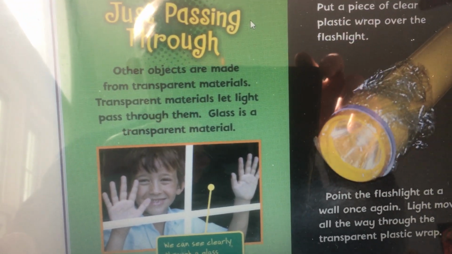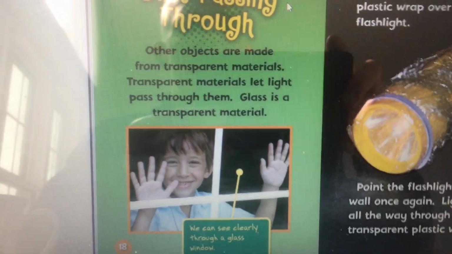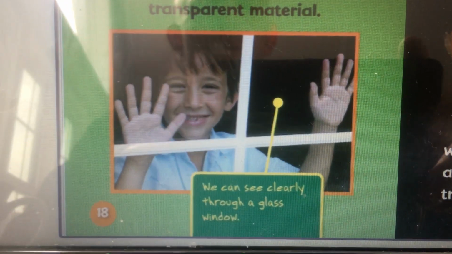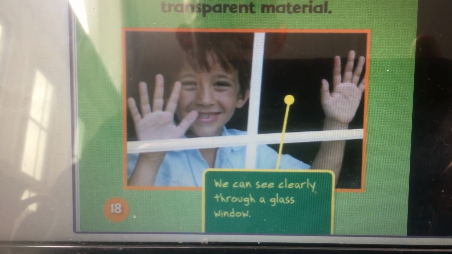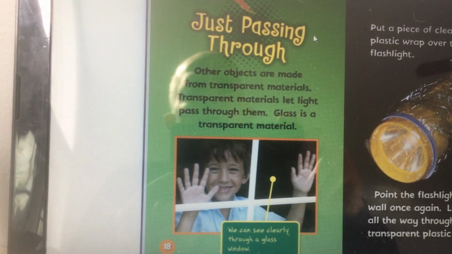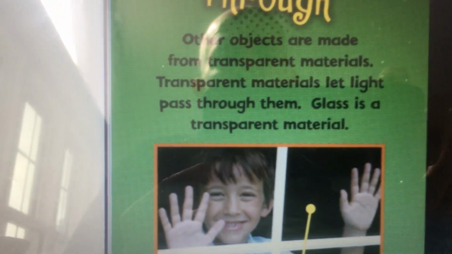Transparent. Three syllables. Transparent materials let light pass through them. Glass is a transparent material. The caption says, we can see clearly through a glass window. So now there's a new cool science word, transparent.